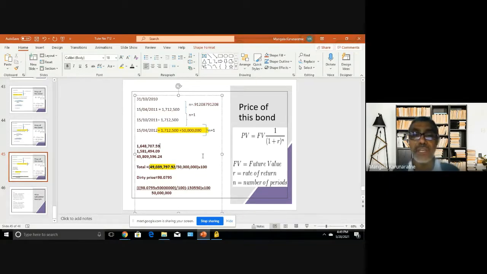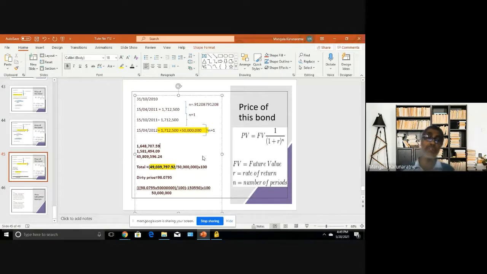But we didn't do that because we want to fine tune the dirty price, right? It's actually not necessary if you are doing a theoretical paper, but when we are doing it practically in the bond market, this is necessary because we need to fine tune it. Because now when you get this 39,797.92 divided by 50 million into 100, you get so many decimal points. So we usually quote a price to 4 decimals in Sri Lanka. 98.0795 is our dirty price.